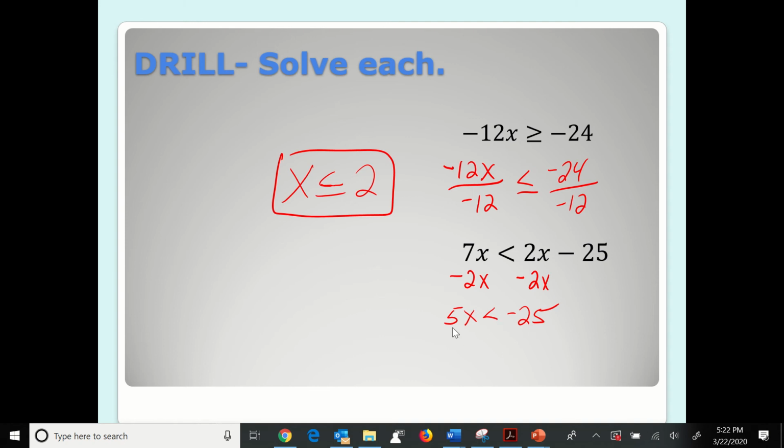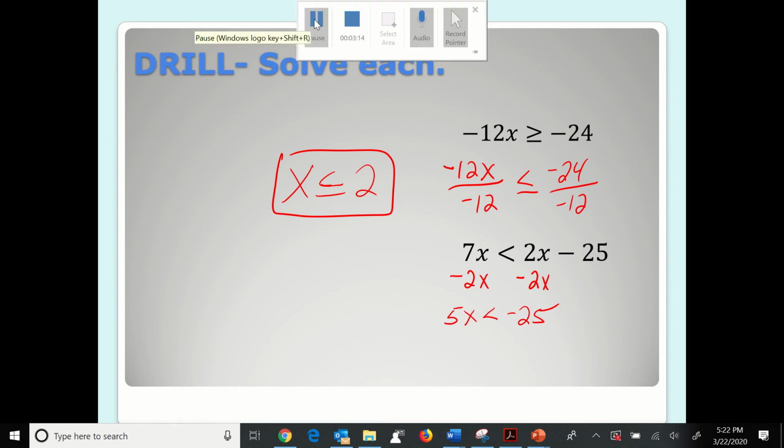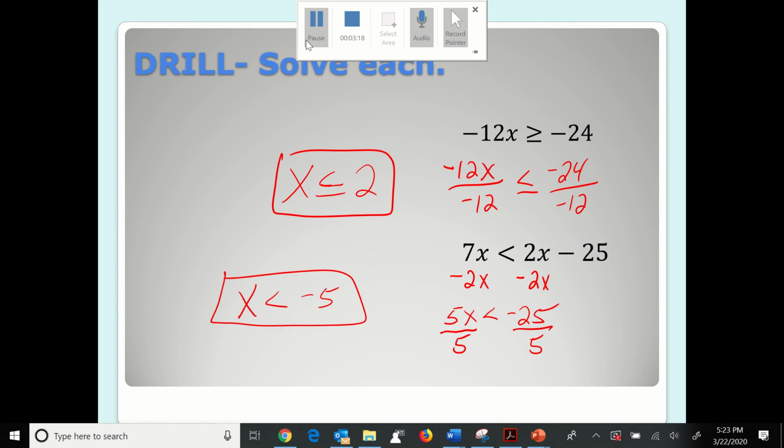We divide both sides by 5. Now, are we going to flip the sign here when we divide by 5? No, we're not, because 5 is positive. We only flip the sign when we divide or multiply by a negative on both sides. All right, so we divide by 5 and we get x is less than negative 5.